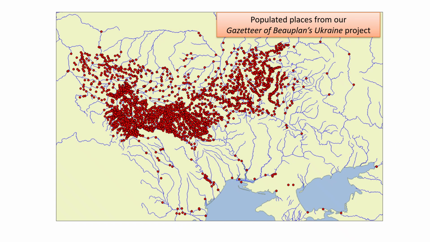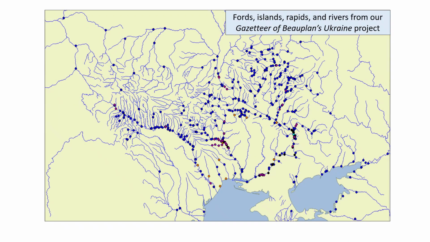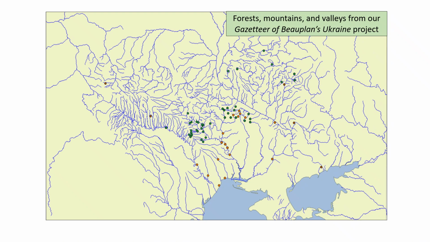Here we see locations of populated places shown on Beauplan's maps as provided by our gazetteer Beauplan's Ukraine project. This map shows fords, islands, rapids, and rivers from our gazetteer. These features can provide additional landmarks for tracing Schlock routes. This is a map of forests, mountains, and valleys from our gazetteer. These features can also provide landmarks for tracing Schlock routes.